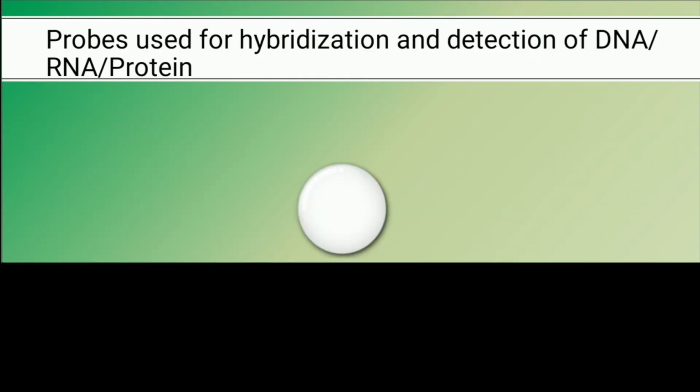Now we will see the probes which are used for the hybridization and detection of DNA, RNA or protein. The term hybridization means we use probes or antibodies that specifically bind to the nucleic acid or protein of our interest, and we can identify them by the probes carrying radioactive or non-radioactive labels. Now we will see what probes are used for different kinds of blotting techniques.